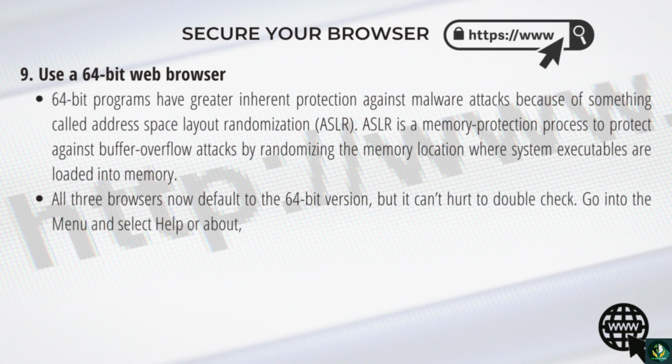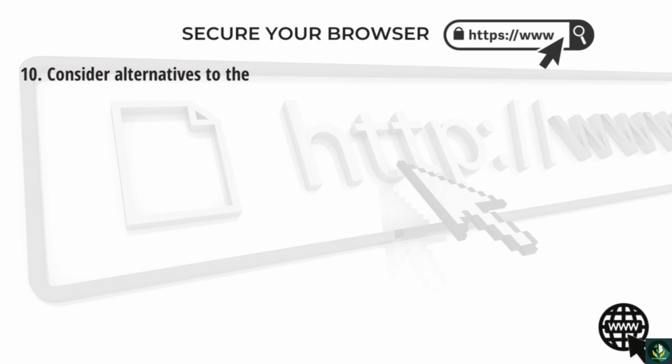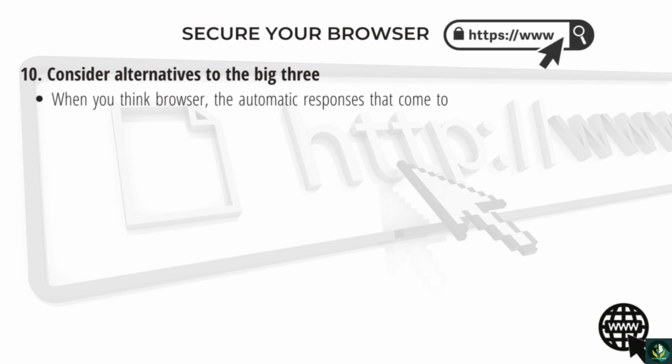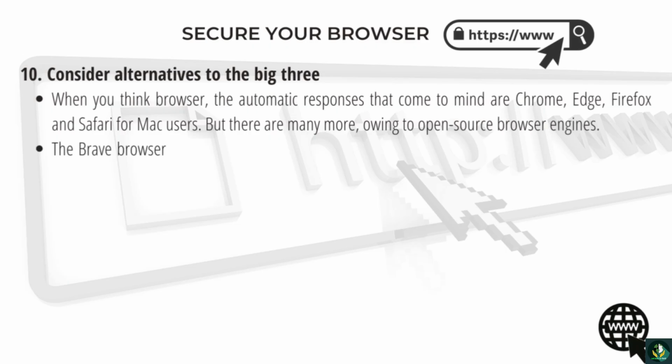Go into the menu and select Help or About, and the version number and 32 or 64-bit info will be displayed. 10. Consider alternatives to the big three. When you think browser, the automatic responses that come to mind are Chrome, Edge, Firefox, and Safari for Mac users. But there are many more, owing to open-source browser engines.